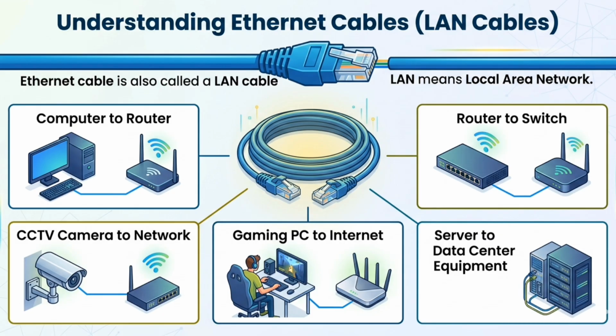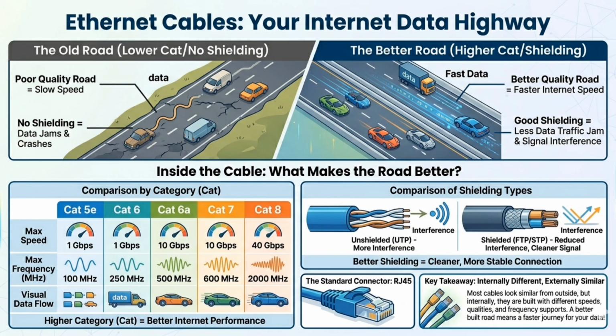Ethernet cable is also called a LAN cable. LAN means local area network. An Ethernet cable is used to connect devices physically in a network. Example, computer to router, router to switch, CCTV camera to network, gaming PC to internet, and server to data center equipment. Think of Ethernet cable like a highway for internet data.